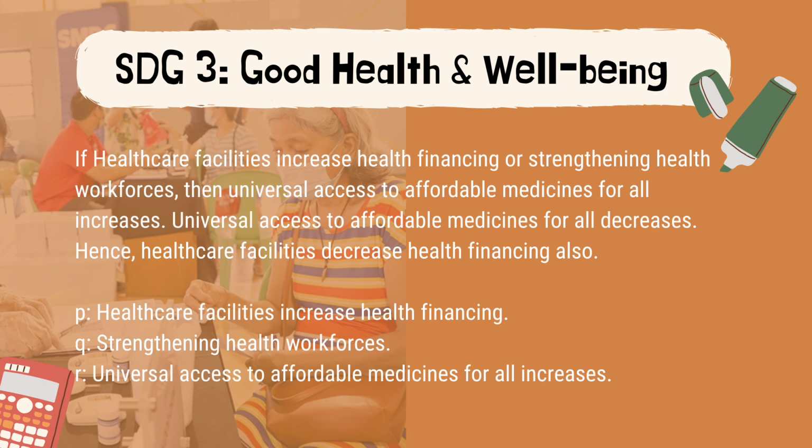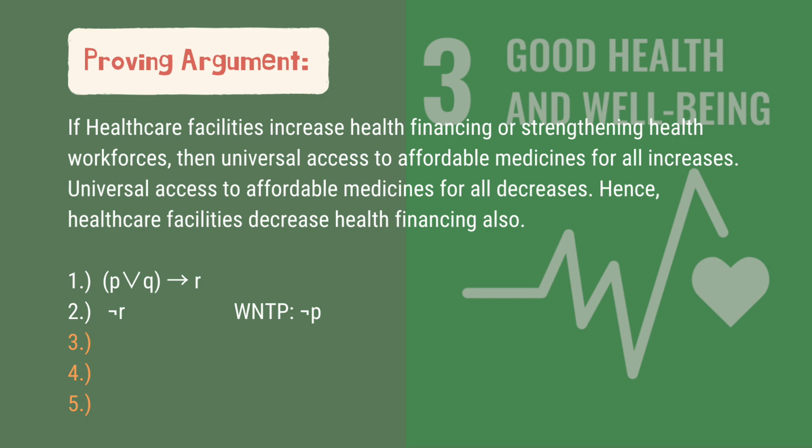Our first step here is to determine the premises based on the argument above. Let P represent the first premise, healthcare facilities increase health financing. Let Q represent strengthening health workforces, and R represent universal access to affordable medicines for all increases. If you want to attempt proving this argument, feel free to pause the video and give it a try.